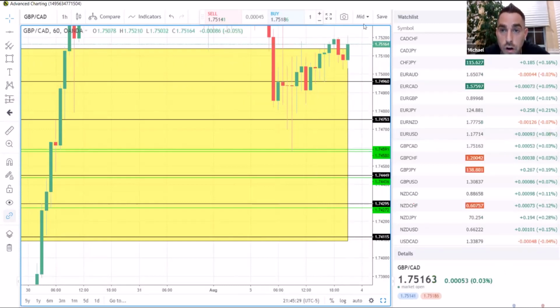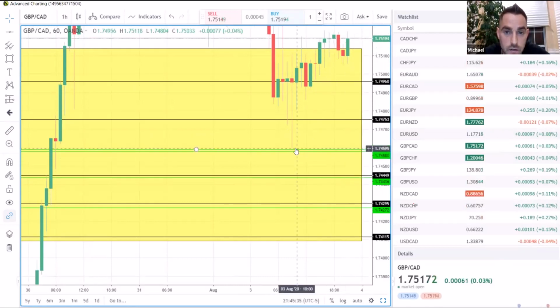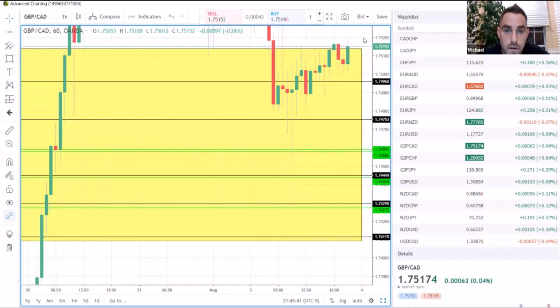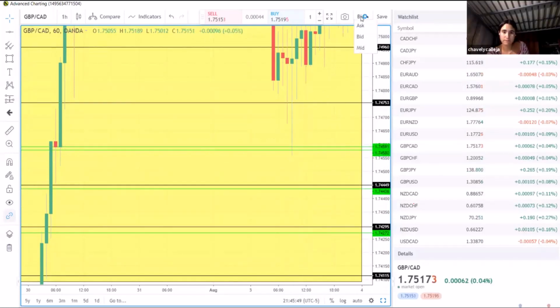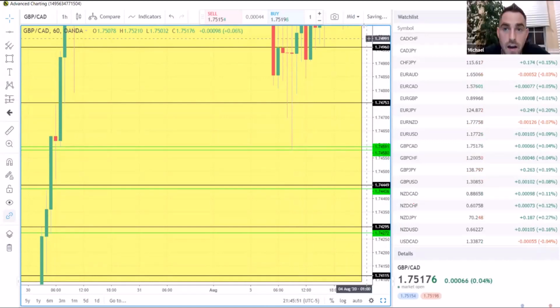So here on my chart right now, you'll see I have mid, but if I change it to the ask, see how this wick is no longer in this box. If I go to the bid, see how the wick changes? See how the box changes? You guys seeing that? I keep it on mid because it's about an average.